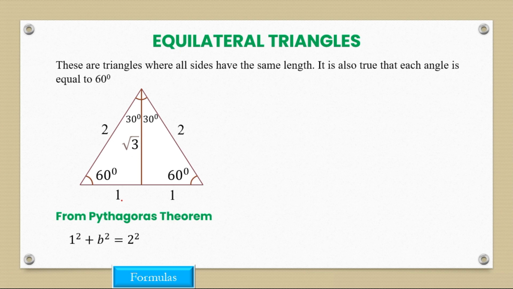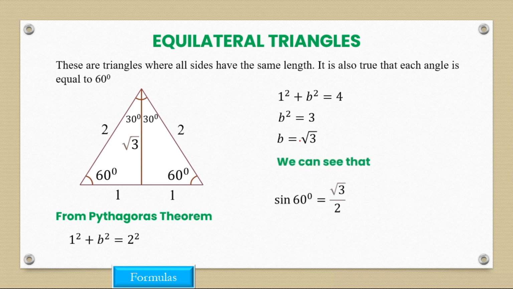So you can see 1 squared plus, let's imagine this was B before we got the root 3, B squared is equal to 2 squared. Then we have 1 squared plus B squared being equal to 4, and since this is equal to 1, we take this 1 to the other side of the equal sign, which means 4 minus 1, which is equal to 3. So we have B squared being equal to 3. And then when we root both sides, we see that B is equal to root 3. And that's how we got this root 3 right there.